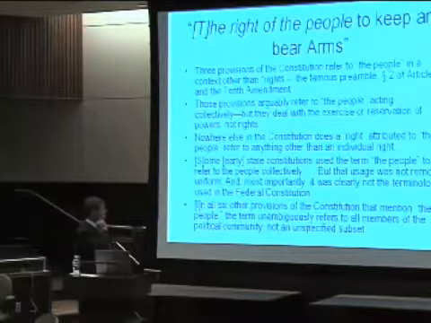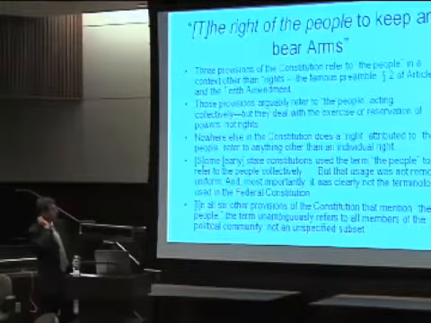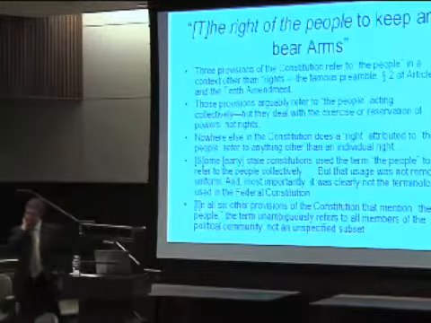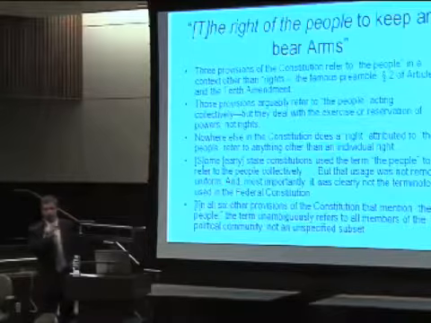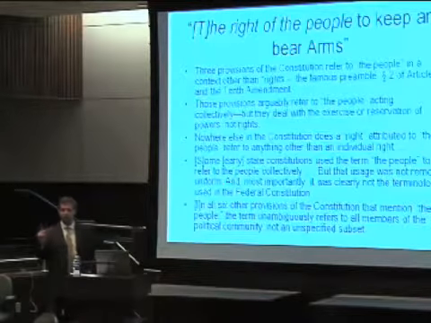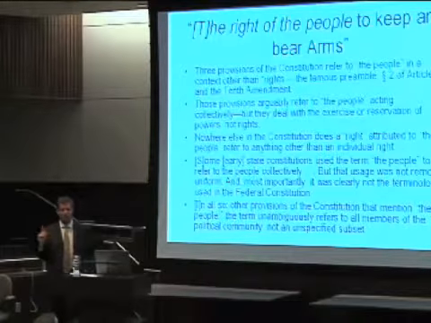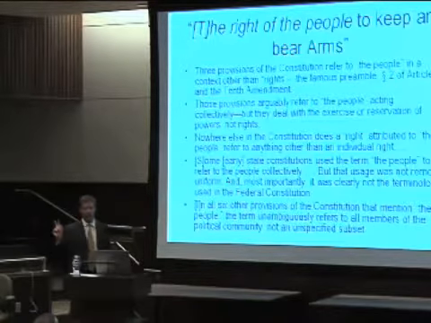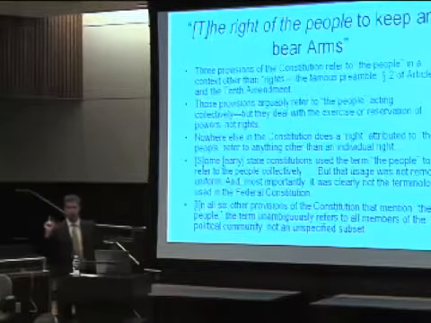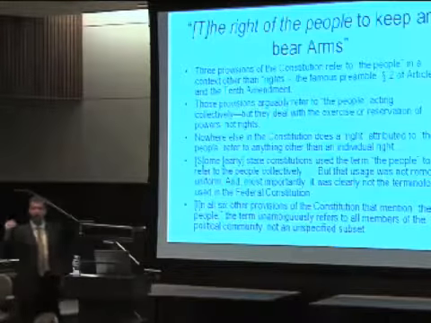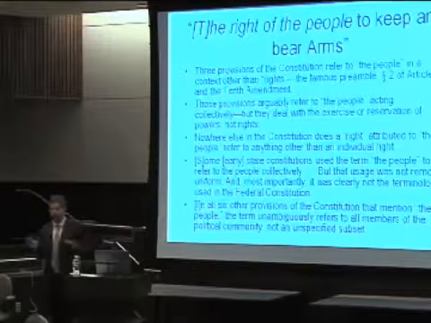Interestingly, he says all six other provisions of the Constitution that mention the people, the term unambiguously refers to all members of the political community, not an unspecified subset. That's actually not completely clear. One of these provisions, Section 2 of Article 1, which talks about the people electing the House of Representatives, it's quite clear that it wasn't all the people who were doing it. In fact, it specifically says the electors for the House of Representatives would be those people who could elect the most populous House of the state legislature. Universal suffrage, or even universal suffrage for adult white males, was not at that point at all settled. There was a movement towards it, but it was not at all settled.